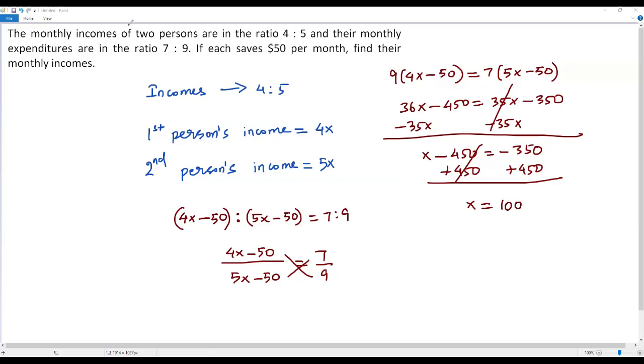Okay, now I got the value of x. Now I have to plug in x equals 100 into 4x. That is 4 times 100, which is $400. So this is the income of the first person. And now to get the income of the second person, I plug in x equals 100 into 5x. That is 5 times 100, which is equal to $500. So the monthly income of the first person is $400, and the monthly income of the second person is $500.